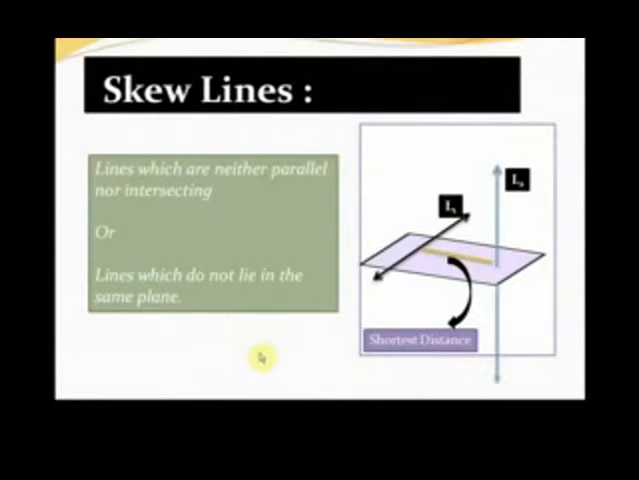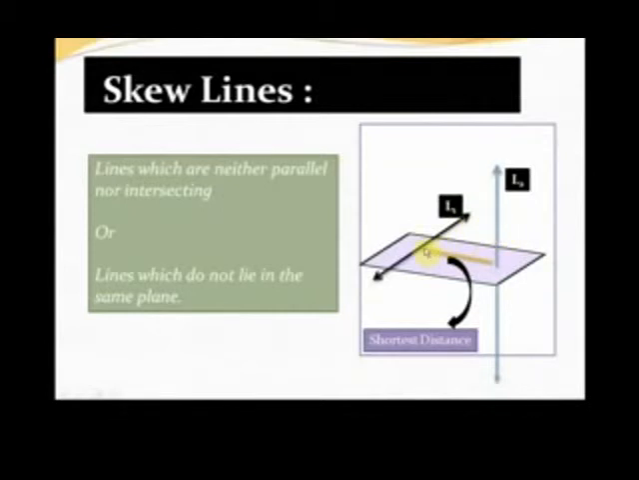Now skew lines. What do we mean by skew lines? The lines which are neither parallel nor intersecting are called skew lines, or we can say that lines which do not lie in the same plane are called skew lines. So let us see this figure. This line L1 lies in this plane, and we have another line L2 which is perpendicular to this plane. Thus we see that these two lines do not lie in the same plane, and thus lines L1 and L2 are neither intersecting lines, nor are they parallel. So such a pair of lines are called skew lines.